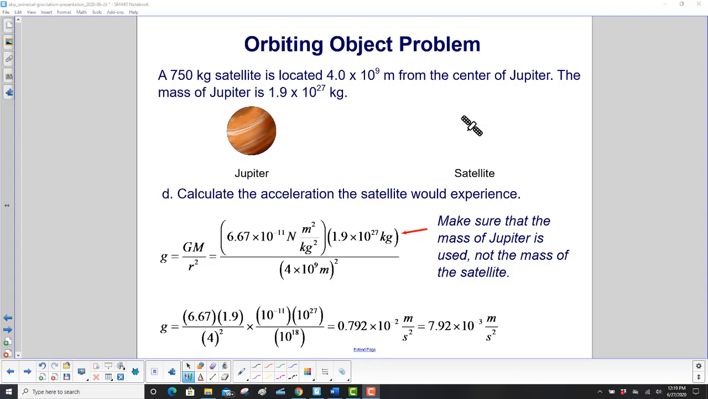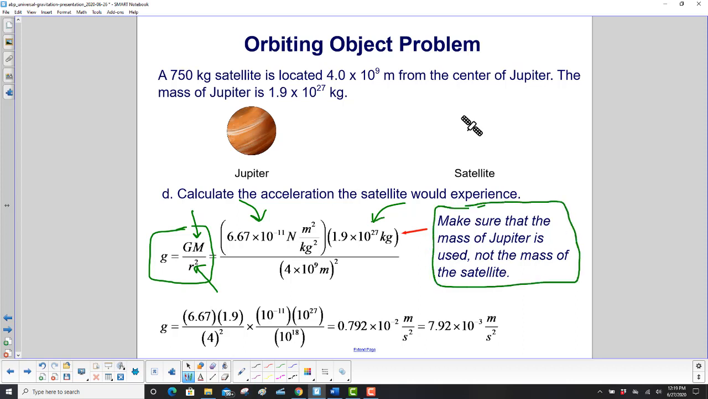Calculate the acceleration the satellite would experience. So we can use this equation here, which gives us the gravitational acceleration of an object that is a distance r from the center of Jupiter and the mass of Jupiter. So we plug in the universal gravitational constant. Here's the mass of Jupiter. Make sure you use that. It's Jupiter's gravitational field, not the satellite's that we're dealing with. The satellite's gravitational field is just so minuscule we don't worry about it.